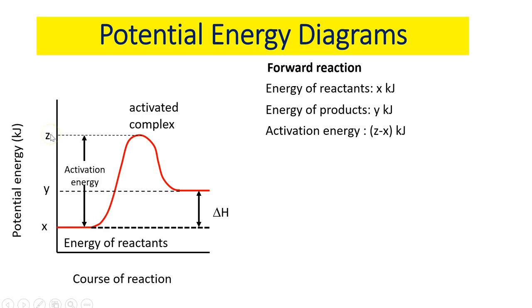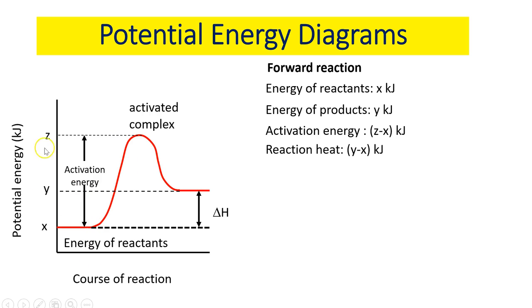That's going to be the difference between Z and X. So it's going to be Z minus X. And my reaction heat, this number over here, that's my final energy, which is Y, minus my initial energy, which is X. That is the values for my forward reaction.